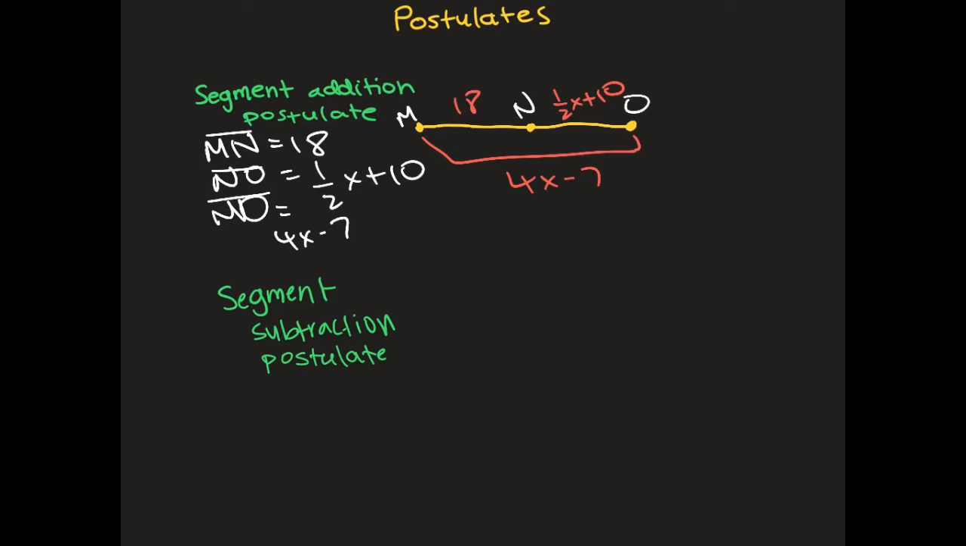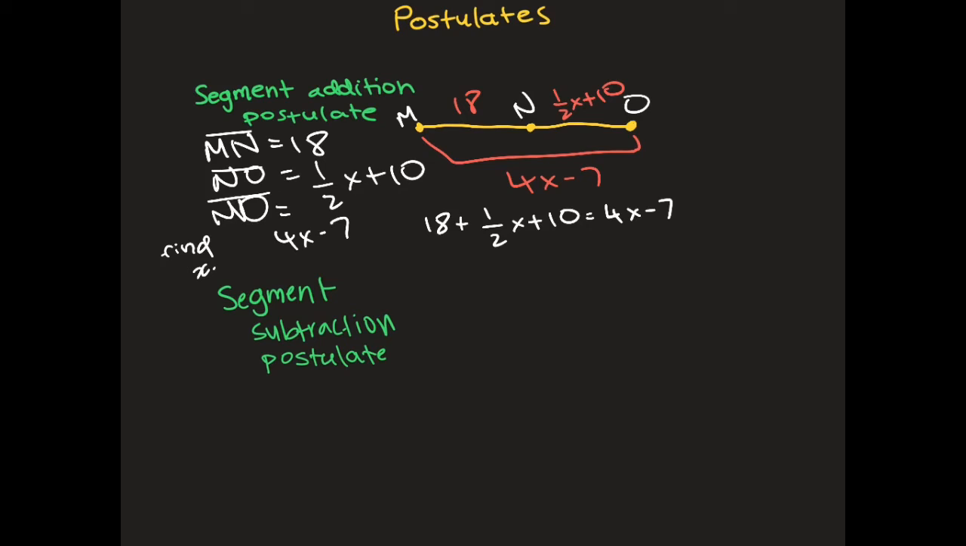Let's go ahead and solve an example. It would be 18, which is MN, plus 1/2 x plus 10, which is NO, is equal to 4x minus 7. And then we just solve for x. Also, I forgot to tell you, this problem is asking us to find x. So all we have to do to find x is add like terms.